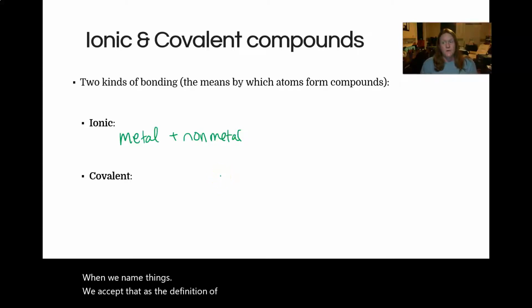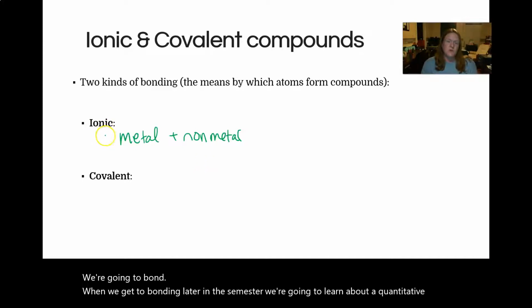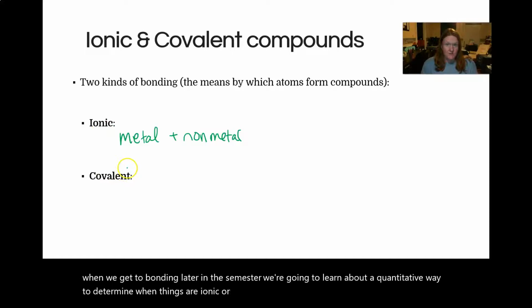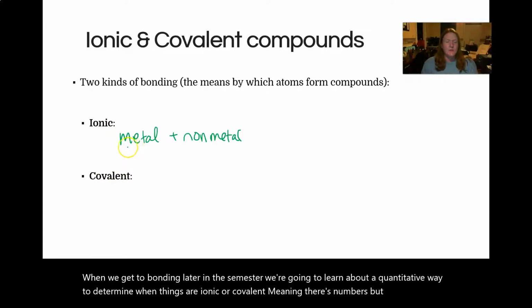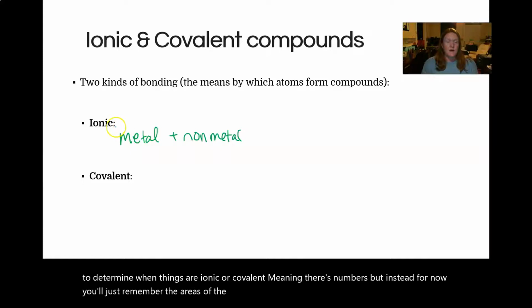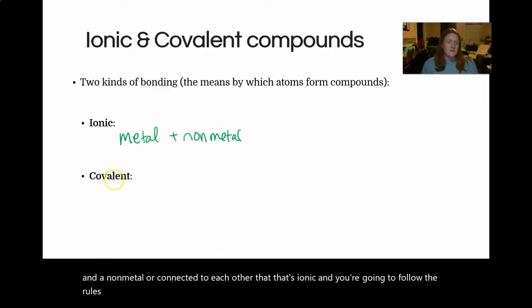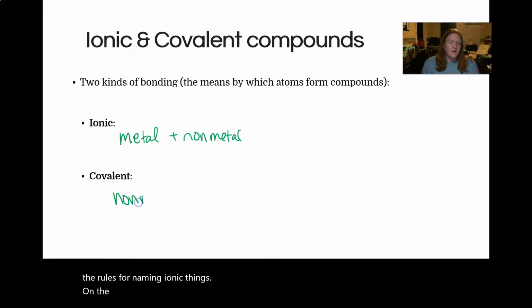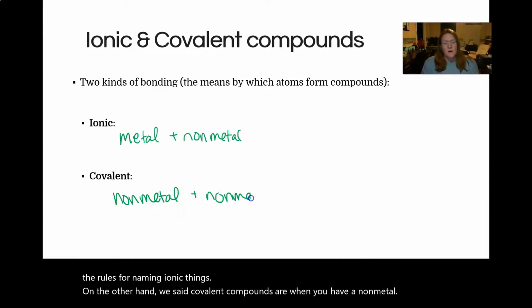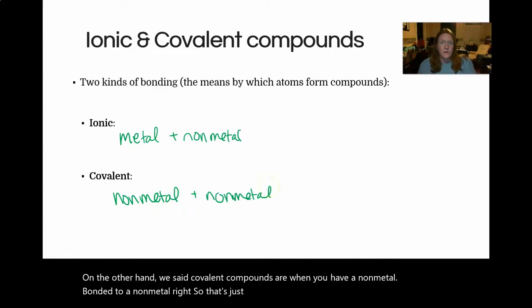When we get to bonding later in the semester, we're going to learn about a quantitative way to determine when things are ionic or covalent, meaning there are numbers. But for now, you'll just remember the areas of the periodic table, and if you see a compound where a metal and a nonmetal are connected to each other, you know that that's ionic, and you're going to follow the rules for naming ionic things. On the other hand, covalent compounds are when you have a nonmetal bonded to a nonmetal, so that's just things in the upper right corner of the periodic table.